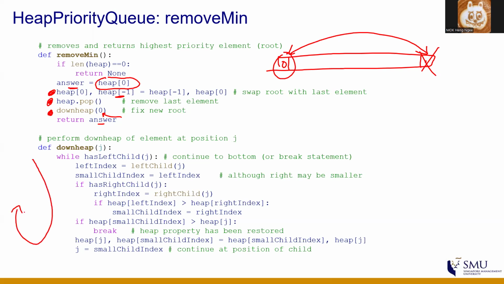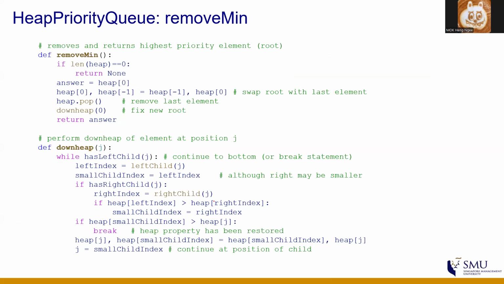So in the while loop here, remember the two stop conditions. I stop when the current node has no left child. As long as it has a left child, I go into the while loop. When it has no left child, that means the current node is a leaf node, and I stop there. This is the first stop condition. The second stop condition is when the current node is smaller than both its children. These are the two stop conditions.